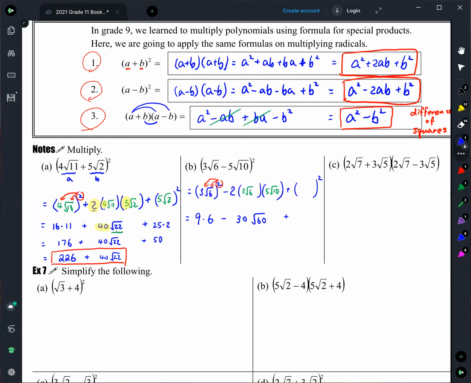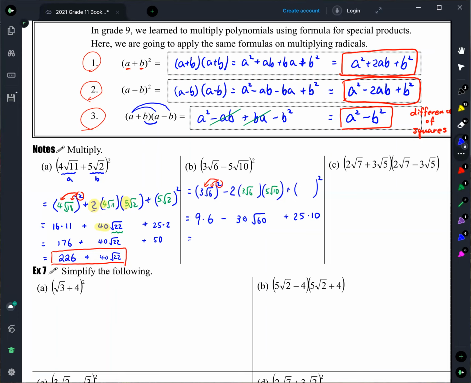Are you there? 25 times 10. Very good. Okay, good job. So 5 times 5 gives you 25, right? Square root 10 squared just gives you 10. The square root cancels out with the square. So maybe once you do a few of them, you can skip all the brackets and go straight to the second line, right?